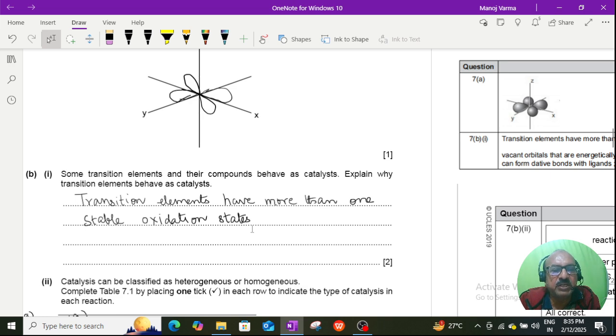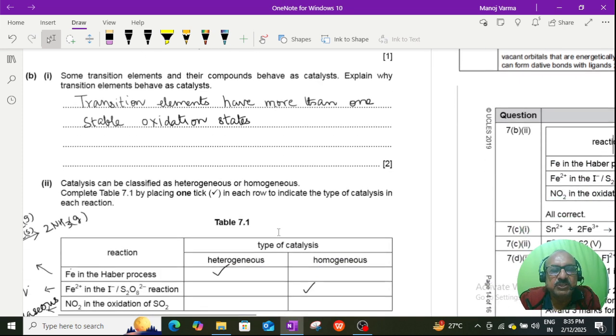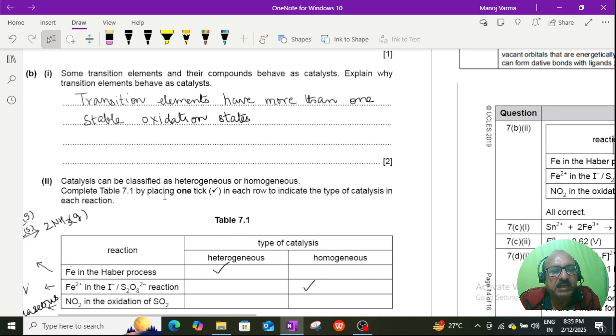Different oxidation states are exhibited by the transition elements. Like for example, manganese has several stable oxidation states like +2, +7, +6 and so on. Now the next question is that catalysts can be classified as heterogeneous or homogeneous. Complete table 7.1 by placing 1 tick in each row to indicate the type of catalyst in each reaction.